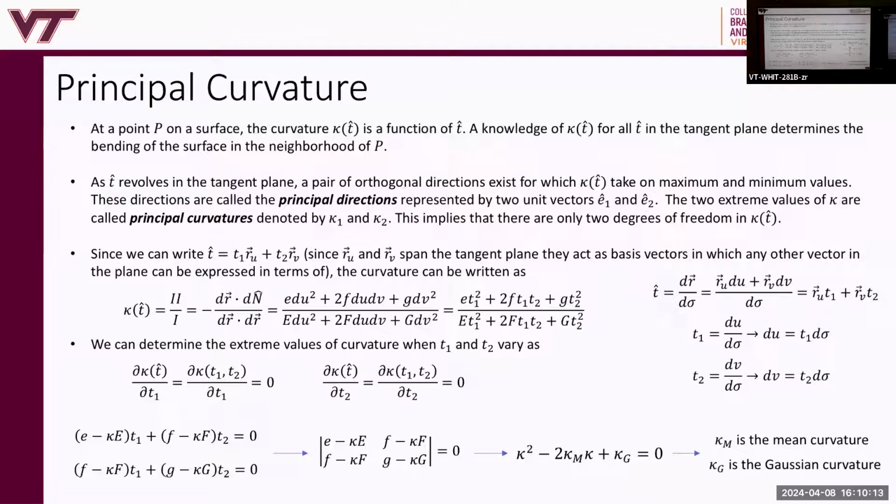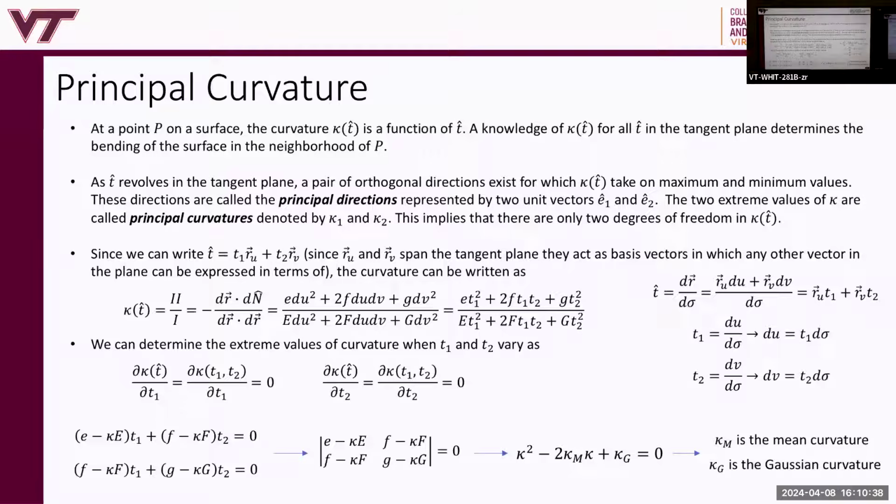Okay. So as T revolves in the tangent plane, a pair of orthogonal directions exist for which kappa takes on minimum and maximum values. All right? That means that the surface only has 2 degrees of freedom. If there's a maximum and a minimum direction of curvature, then you can express the curvature in all other directions in terms of those 2 degrees of freedom.